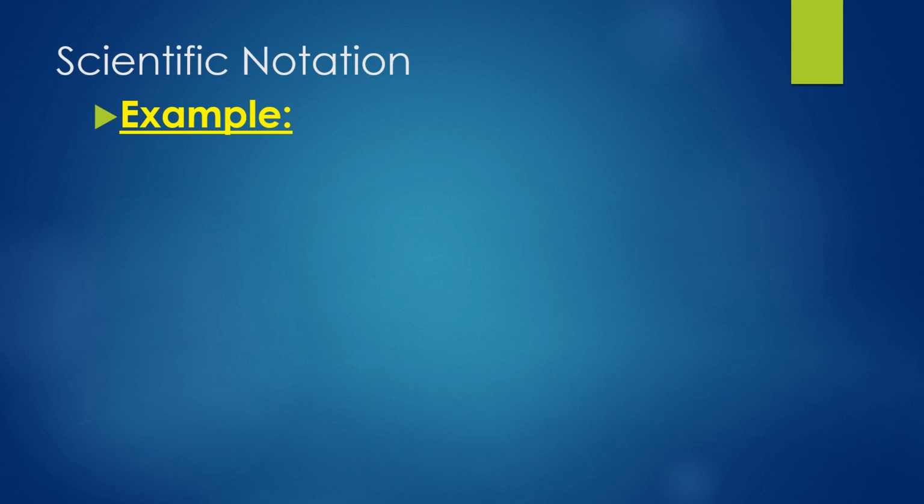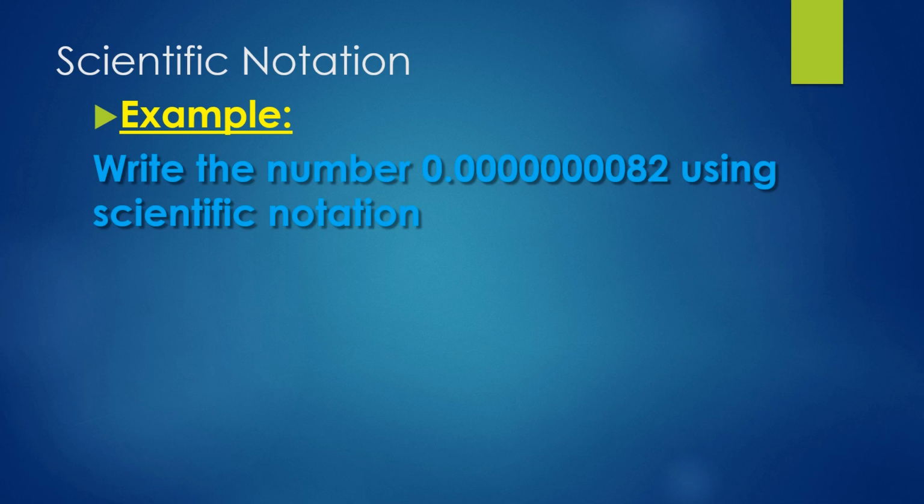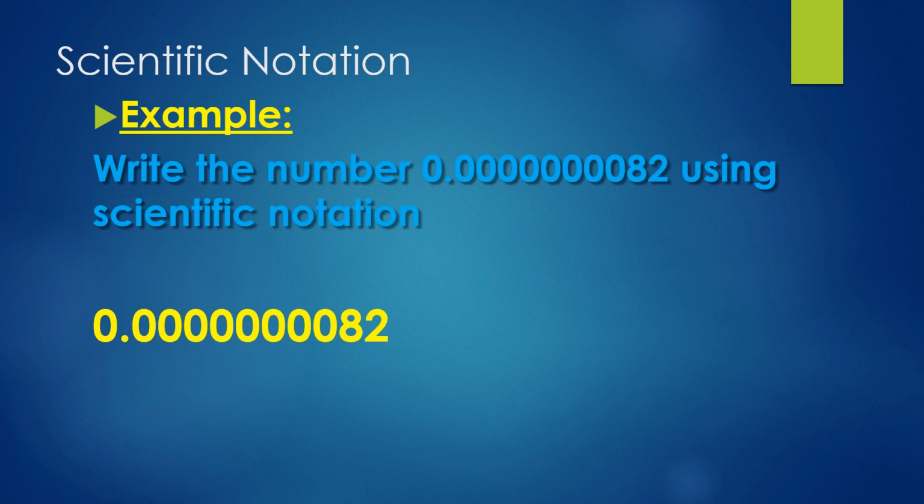Now let's try one with a smaller number. Write the number 0.0000000082 using scientific notation. So again, we write our number down. We don't have to put the decimal in because it's already there. But now, which direction do we have to move? We're going to the right. So let's try this again.